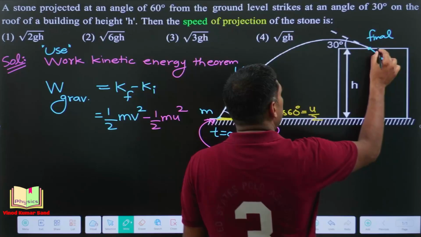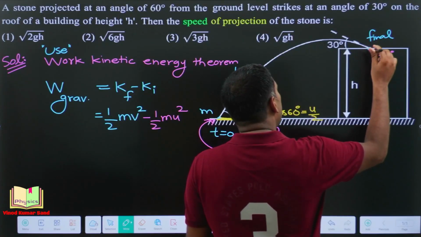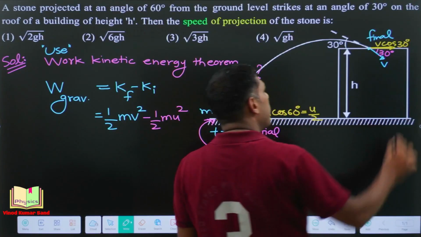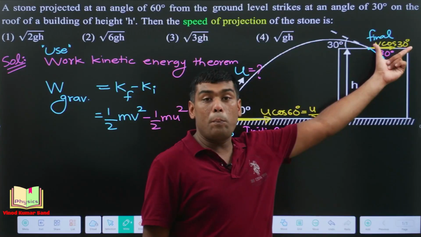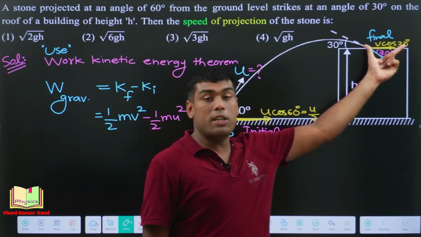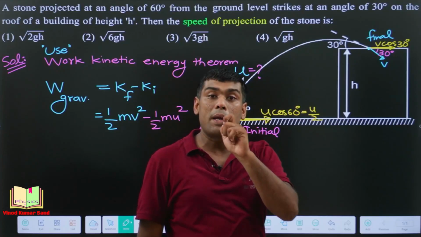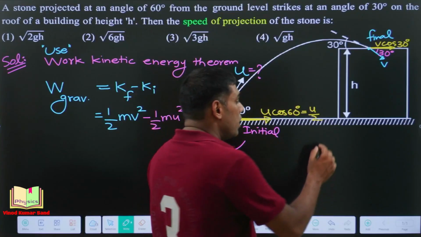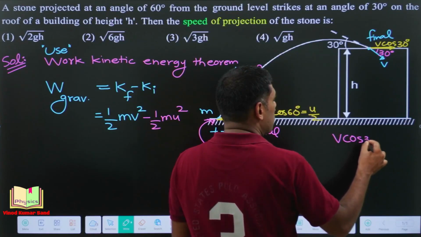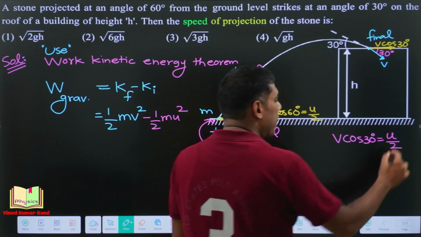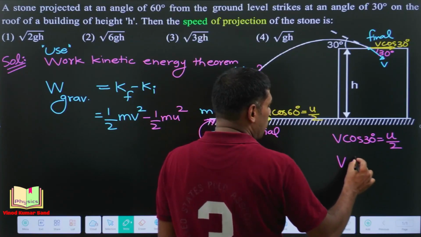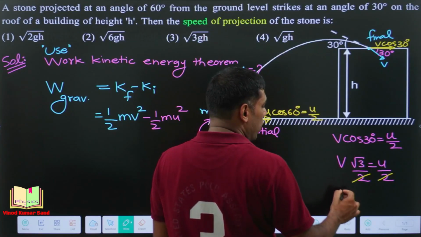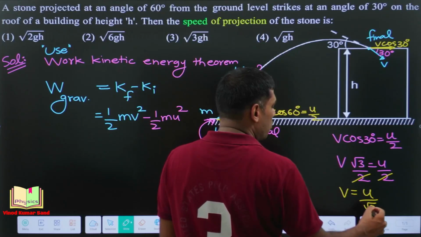Now, if this angle is 30 degrees, this should also be 30 degrees. And we will have a component of V here, which will be equal to V cos 30 degrees. Horizontal component of this projectile velocity will always remain constant. It means V cos 30 degrees should be equal to u by 2. The cos 30 degrees is what? Root 3 by 2. Now this 2 is getting cancelled out. So we get V is equal to u by root 3.